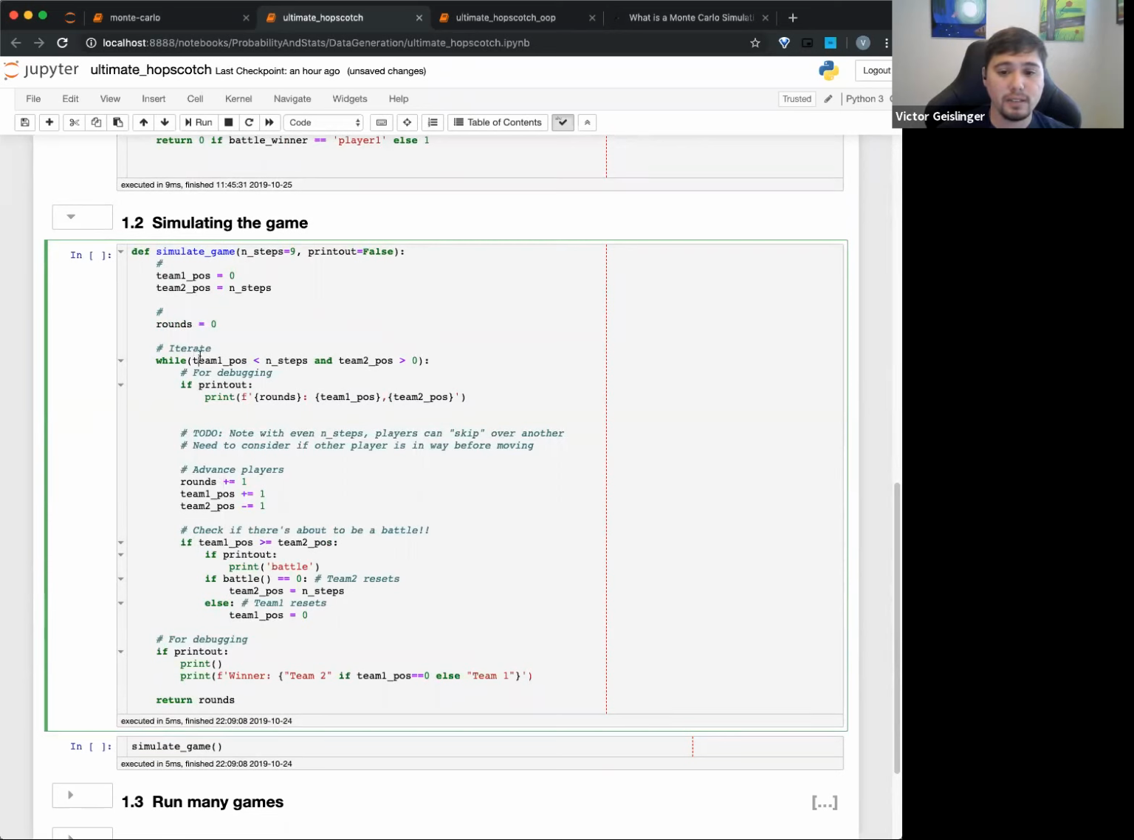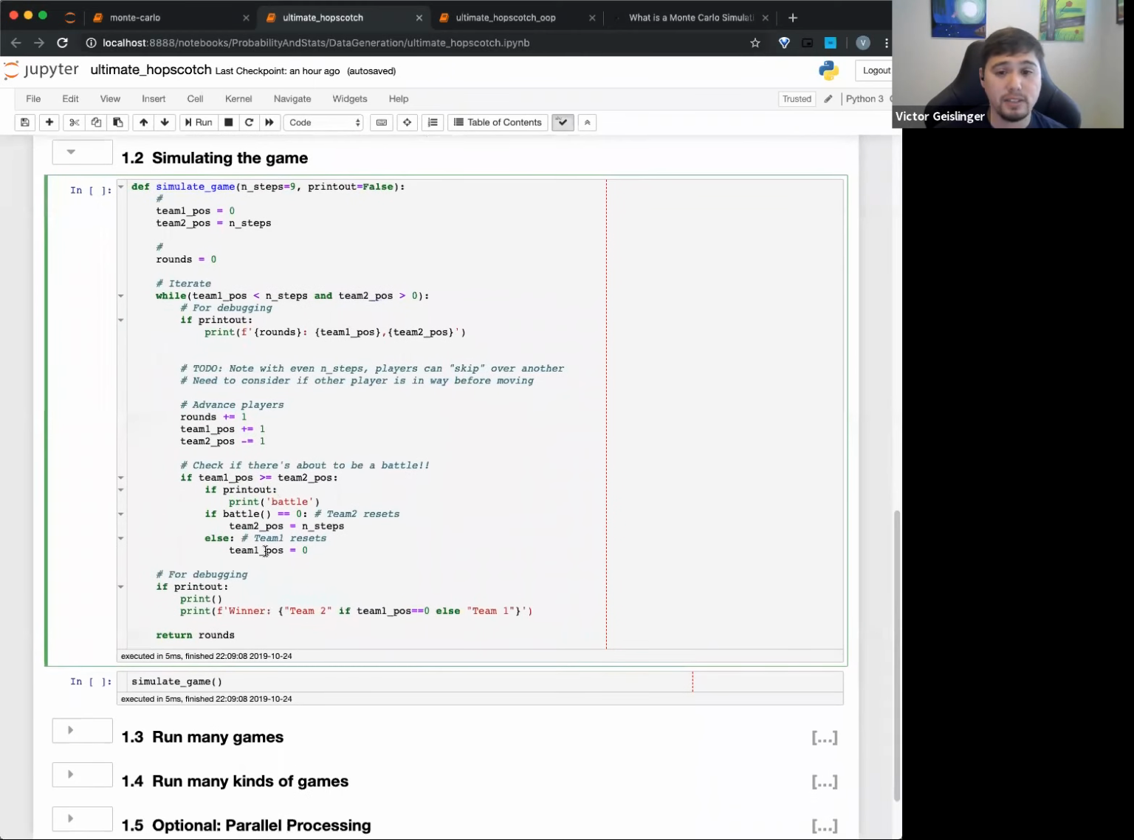So what I'm going to do here is say, okay, keep going through until either team 1 or team 2 reaches the opposite end. And if they meet together, battle it out, and then have the other person restart and see what goes forward. So we can use this to get an idea of what's going on and actually simulate this game.